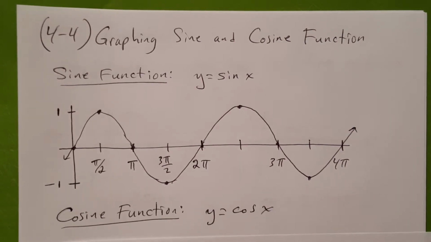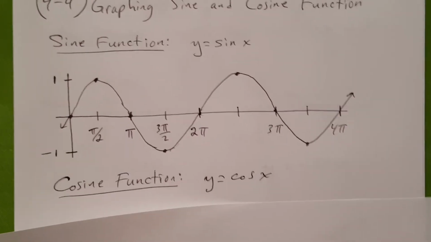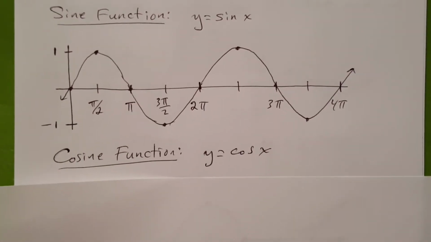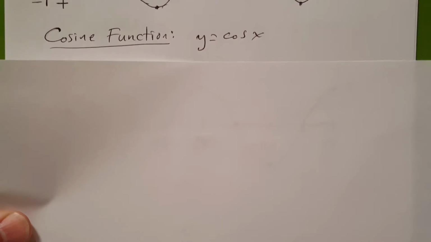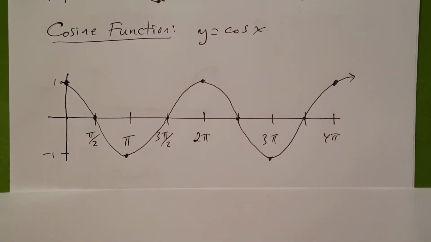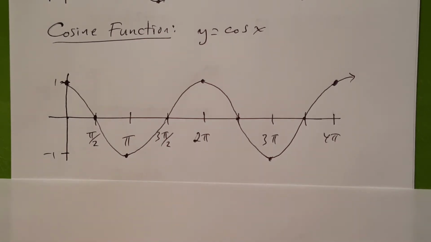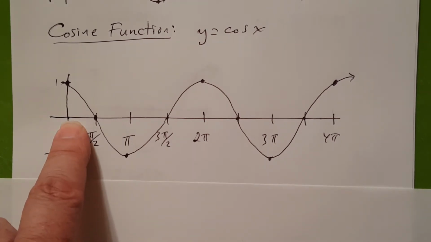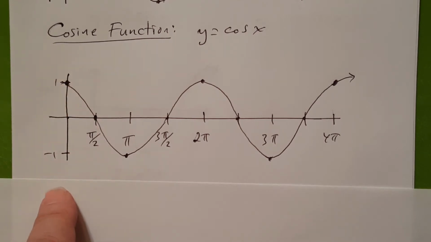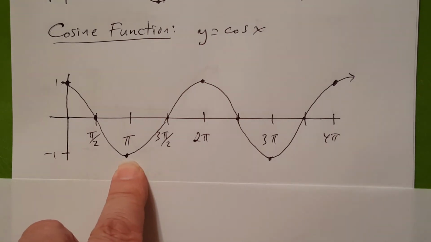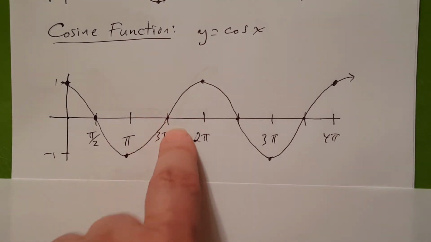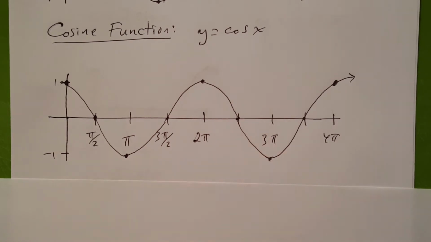The cosine graph looks much the same, except, again, you can freeze and copy and then listen to me. It's up to you. It's the same as the sine wave, except if you do the values, the cosine of 0 is not 0, it's 1. The cosine of 90 is 0. The cosine of 180 or pi is negative 1. Etc., etc. Okay?